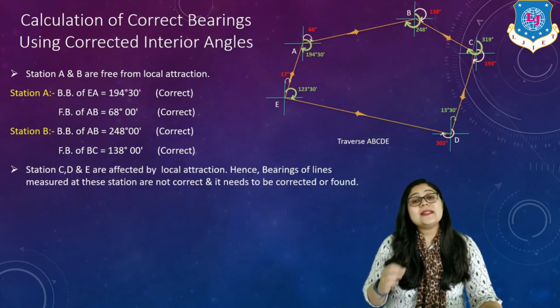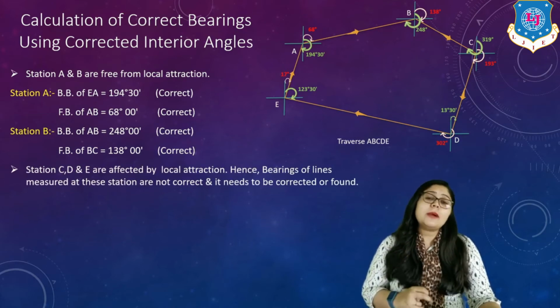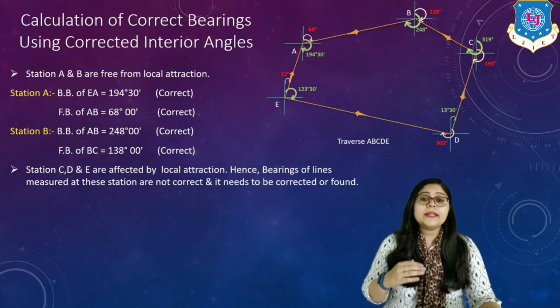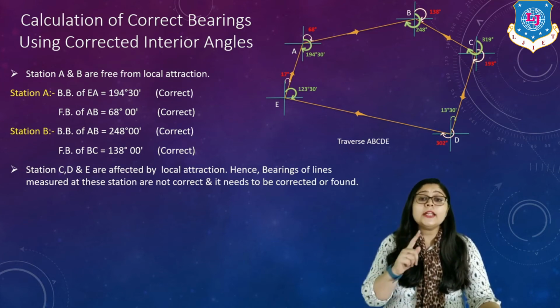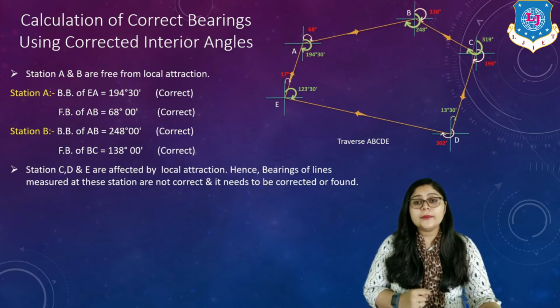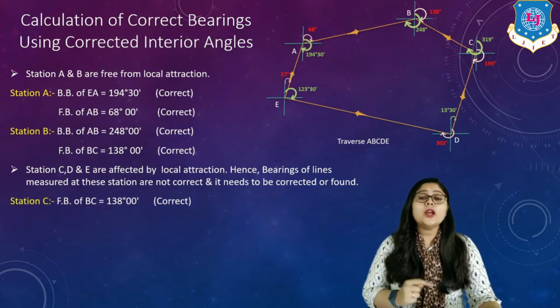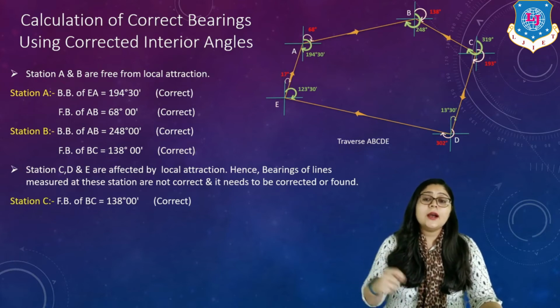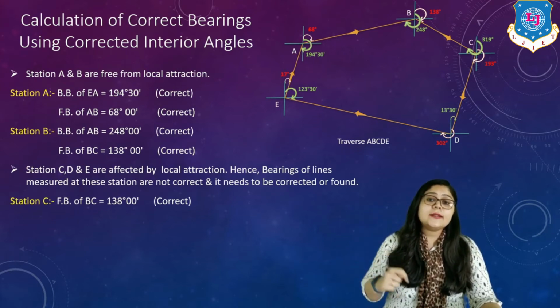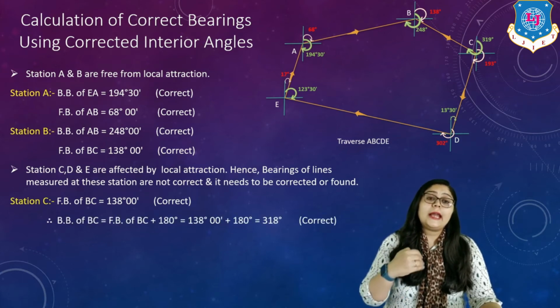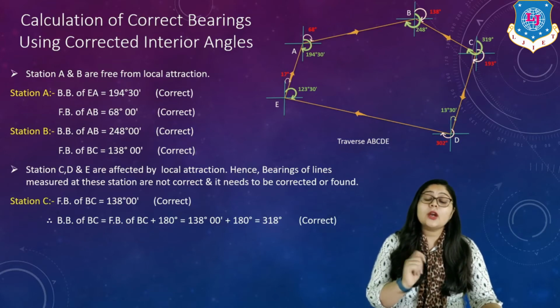But stations C, D and E are affected by local attraction. It means the bearings of lines measured at these stations are not correct and need to be corrected or found, right? So, for station C, the fore bearing of BC is 138 degrees. As I said, it is correct at station B, right? So, from this corrected value, now I am going to calculate the corrected back bearing of this line.